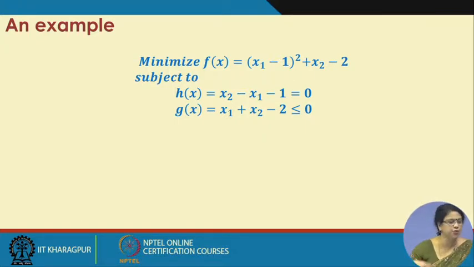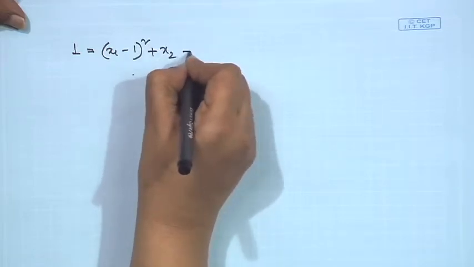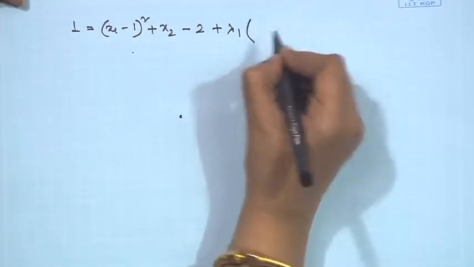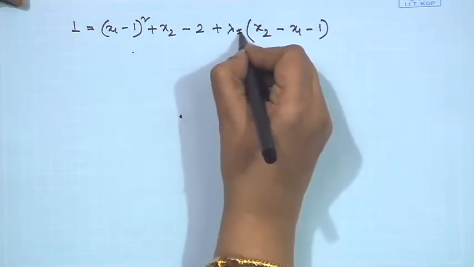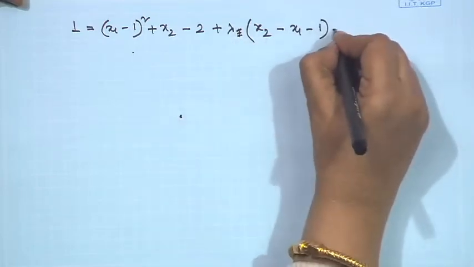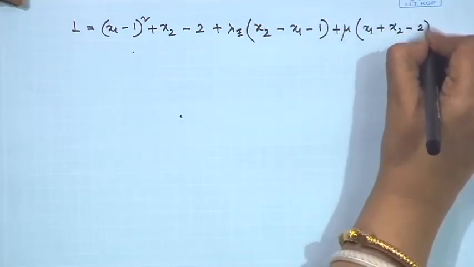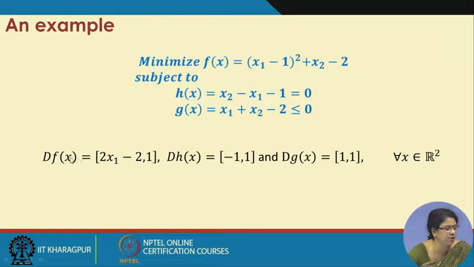What would be the Lagrange function for this? Lagrange function would be L is equal to (x1 minus 1) square plus (x2 minus 2) plus lambda. This is the Lagrange condition. Since we are having only one Lagrange multiplier, let me just put it as lambda, plus mu into (x1 plus x2 minus 2), where mu is the KKT multiplier. Now from here again we will get the first order derivative of the Lagrange function, second order derivative of the Lagrange function.